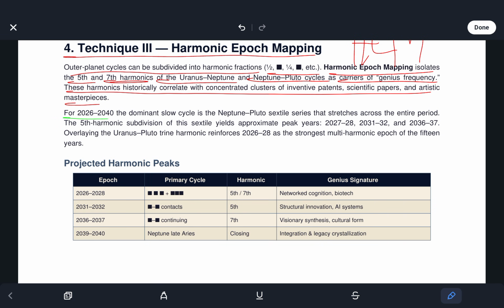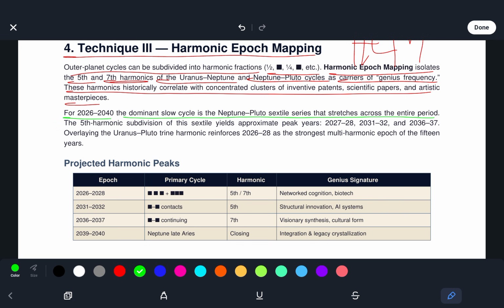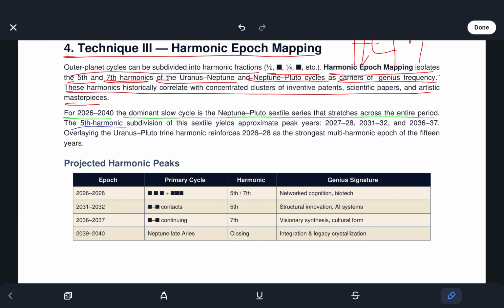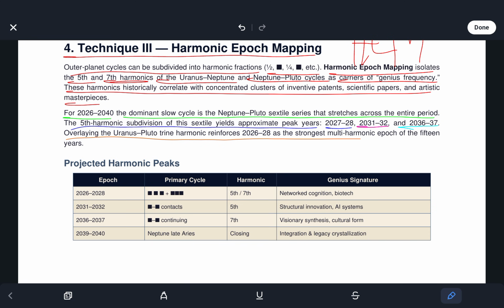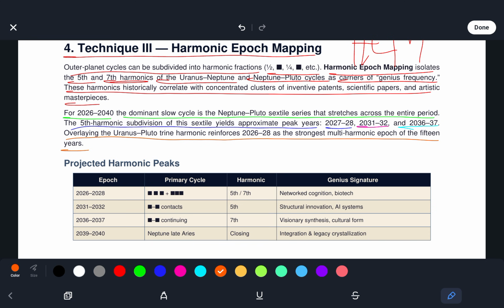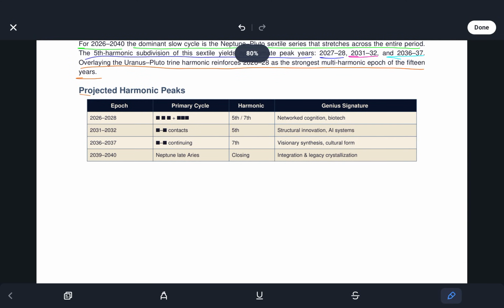So for 2026 through 2040, the dominant slow cycle is the Neptune-Pluto sextile series that stretches across the entire period. The 5th harmonic subdivision of the sextile yields approximate peak years 2027 through 2028, 2031 through 32, and 2036 through 37. Overlaying the Uranus-Pluto trine harmonic reinforces 2026 through 2028 as the strongest multi-harmonic epoch of the 15 years. So here's the projected harmonic peaks.